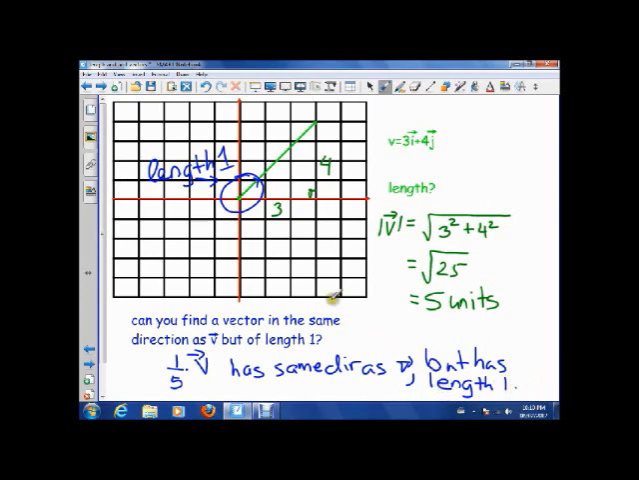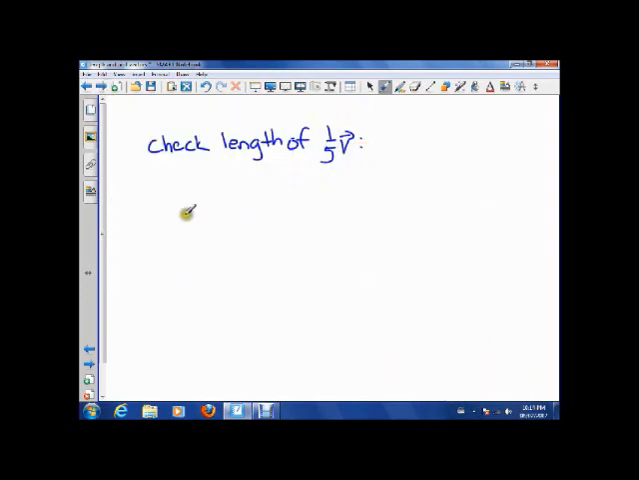Now let's check that it has length 1. We know that the length of v is 5. So the length of 1/5 v is definitely 1/5 times 5, which is 1. So we've created a vector whose length is 1 in the direction of v. We'll talk more in class about why we want to do this, but let's try a couple more.